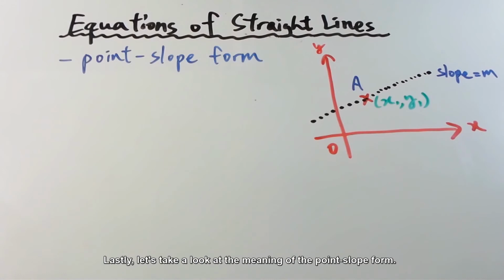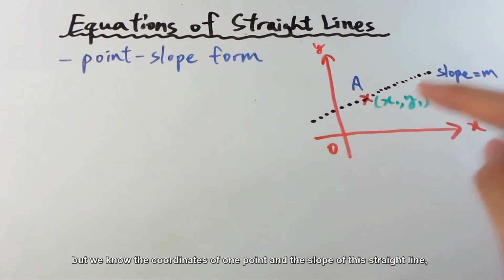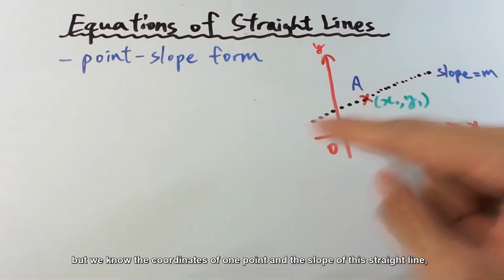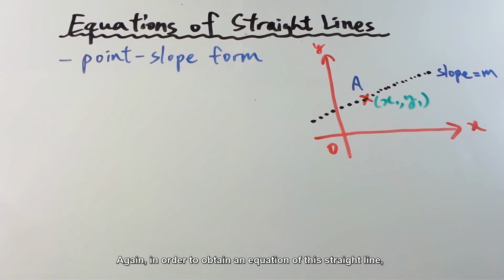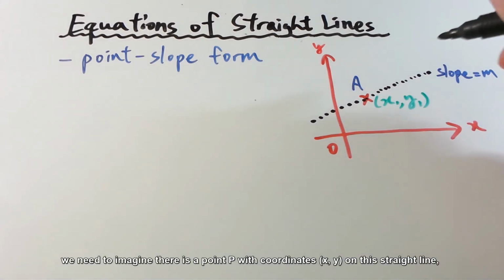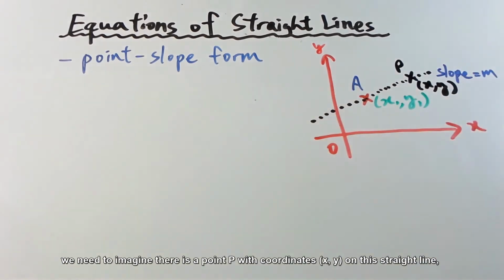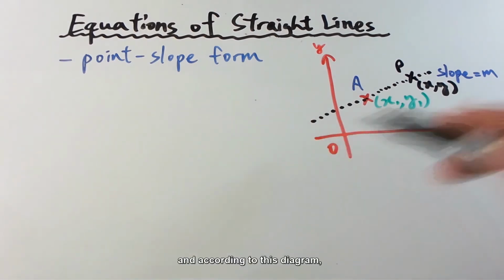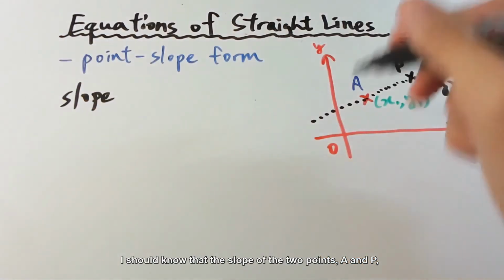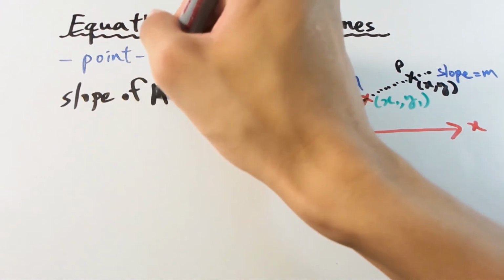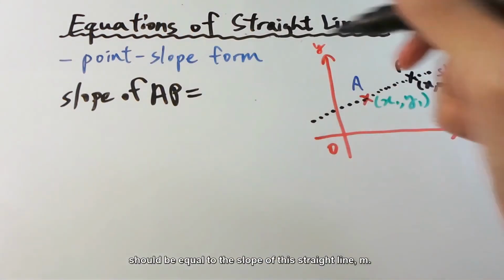Lastly, let's take a look at the meaning of the point-slope form. If we do not know the coordinates of two points, but we know the coordinates of one point and the slope of this straight line, this is still enough for us to obtain the equation of this straight line. Again, we need to imagine there is a point P with coordinates (x, y) on this straight line. According to this diagram, the slope of the two points A and P should be equal to the slope of this straight line, m.